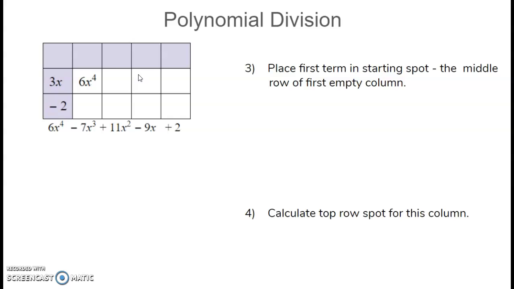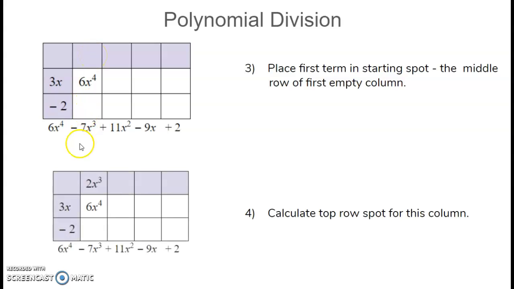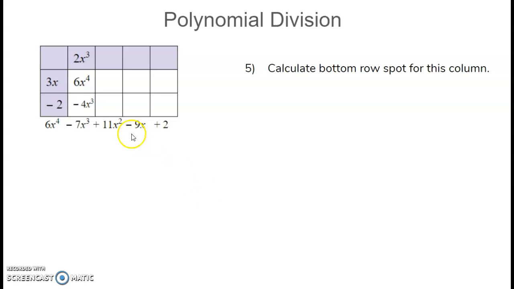After that, we have to calculate the top here, and it's a multiplication box really. So something up here times 3x was 6x to the fourth. So this should be 2x cubed. There it is, because 2 times 3 is 6, x cubed times x is x to the fourth. After that, I'm going to calculate the bottom row now. So now I'm going to take this top row times the bottom one on the left. 2 times negative 2 is negative 4, and then x cubed.